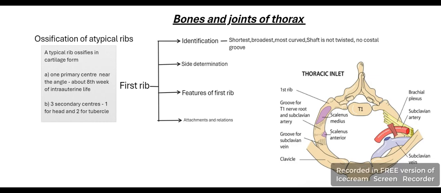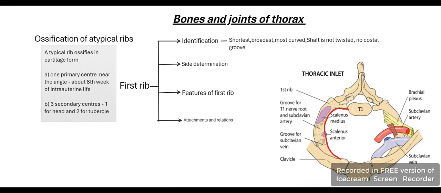Then the thick portion of the outer border is covered by the scalenus posterior. Thick portion means which? The anterior side of the outer border. Which muscle is there? Scalenus posterior. Now on the inner border of the rib, it gives attachment to the suprapleural membrane.